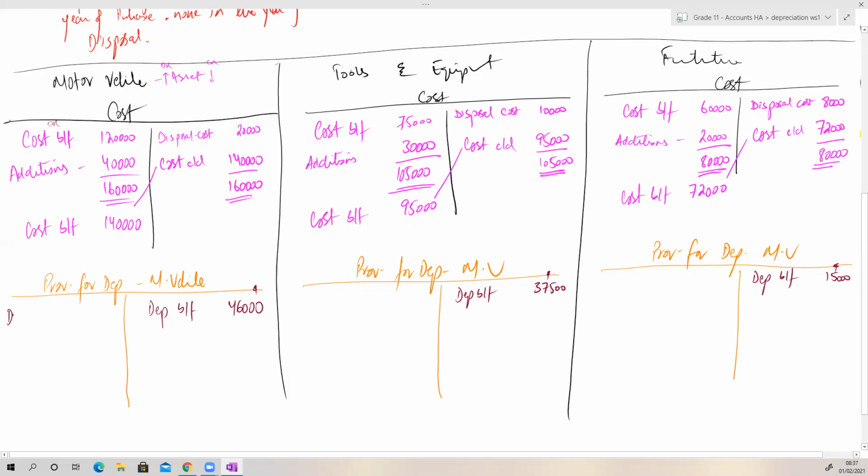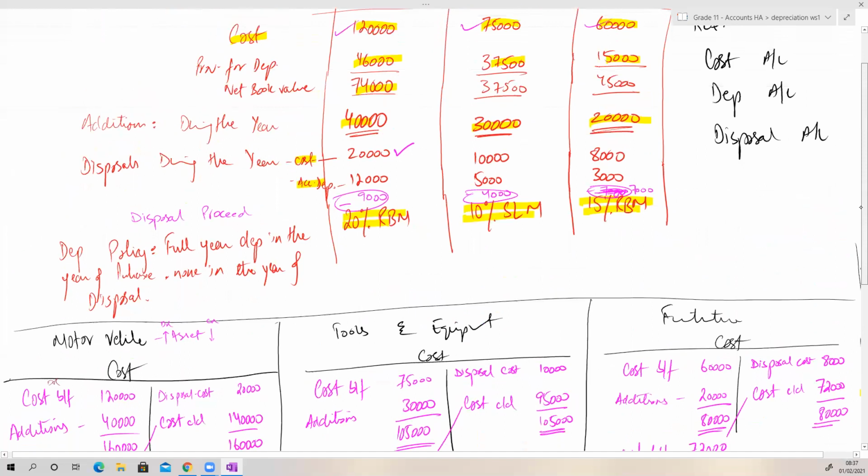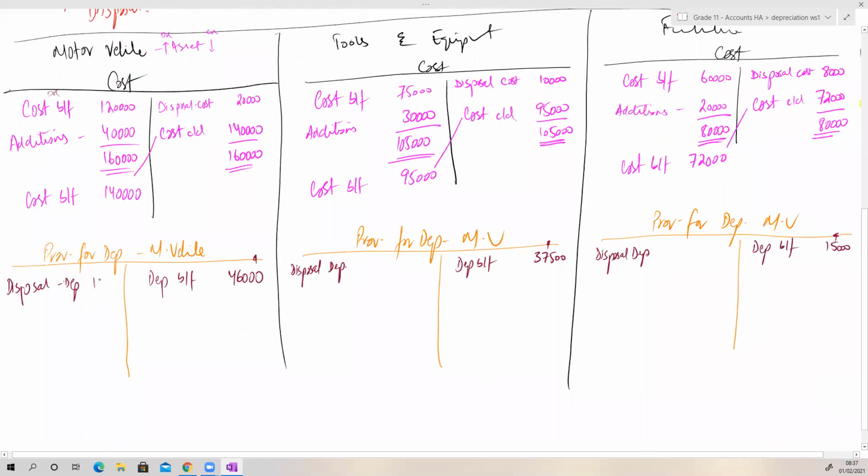So disposal depreciation, which is depreciation of asset disposed, 12, 5, and 3. 12,000, 5,000, and 3,000. ठीक है.